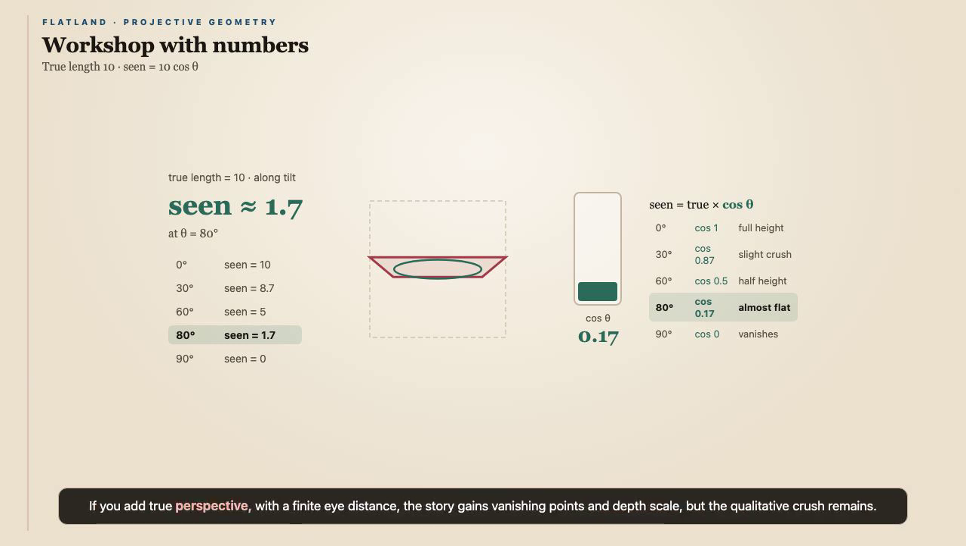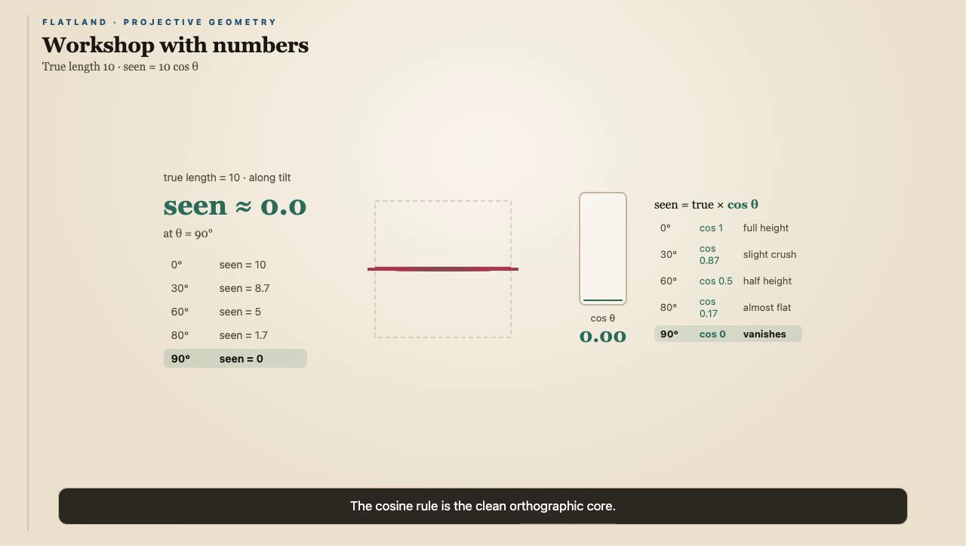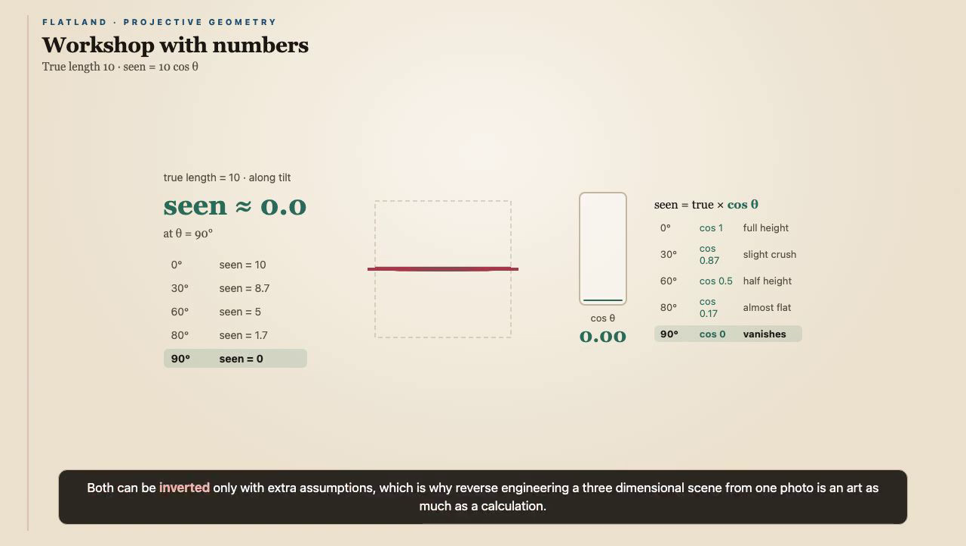If you add true perspective with a finite eye distance, the story gains vanishing points and depth scale, but the qualitative crush remains. Far features shrink. Near features dominate. The cosine rule is the clean orthographic core. Perspective is the refinement when rays are not parallel. Both are projections. Both discard information. Both can be inverted only with extra assumptions, which is why reverse engineering a three-dimensional scene from one photo is an art as much as a calculation.